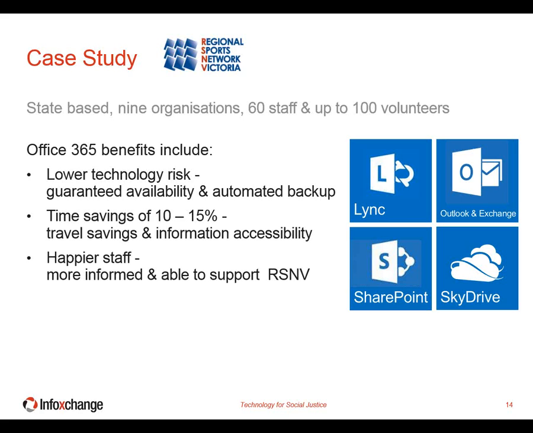And the challenge that RSNV had was how do they foster collaboration and information sharing across that network. So they went towards Office 365. They're using Exchange Online, Lync and SharePoint. So those 3 main areas with a bit of SkyDrive, now OneDrive. Benefits that the organisation reported included much lower technology risk.